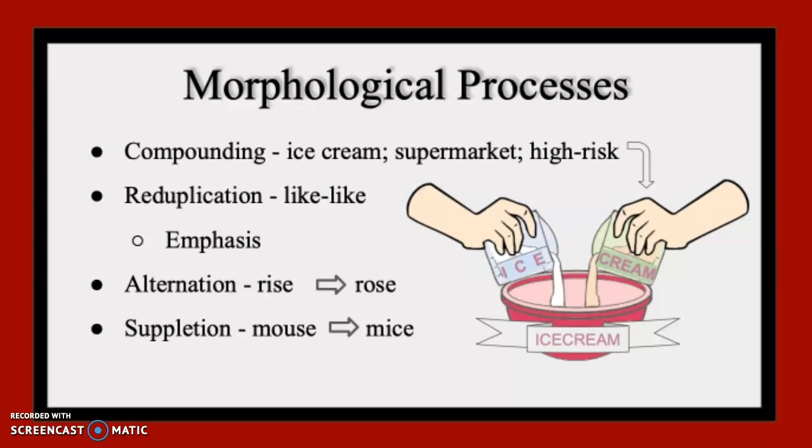Alternation and suppletion are the final two processes. They are similar in that they both include changing letters to change the meaning of a word. However, alternations involve internal modifications, while suppletion includes one or more different word forms that are phonetically unrelated to the root word. An example of an alternation would be changing the word rise to rose. By changing the I to an O, we've put this present tense verb into its past tense form. An example of a suppletion would be changing the singular word mouse into its plural form, mice. Structurally speaking, mouse and mice are two totally different words.